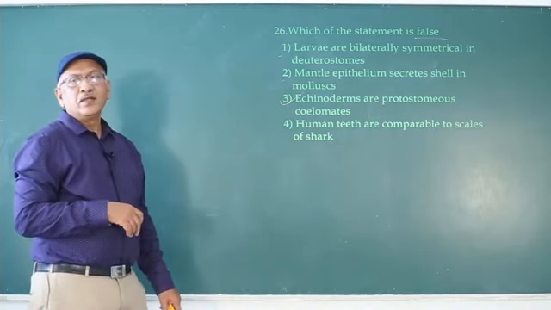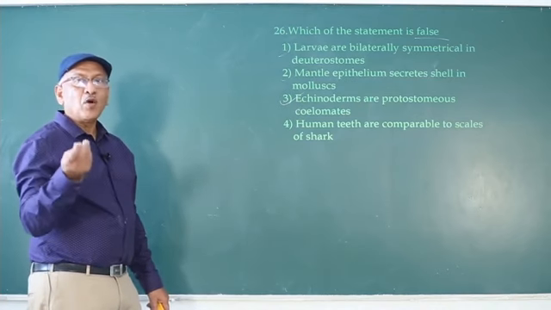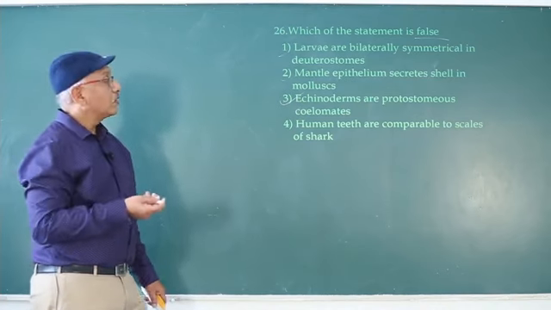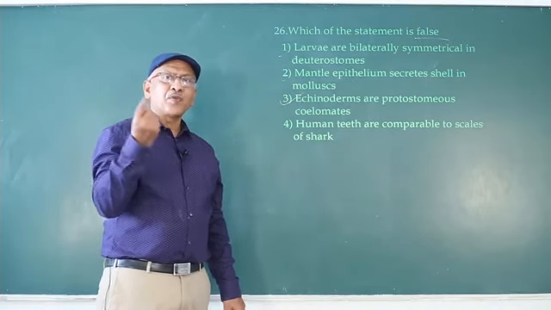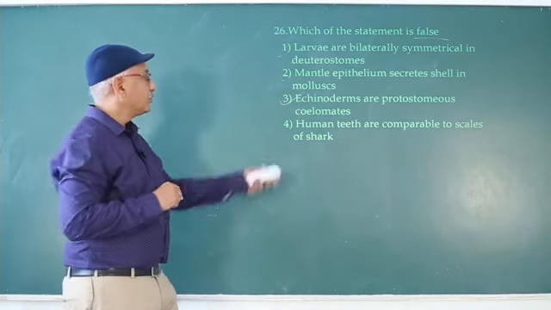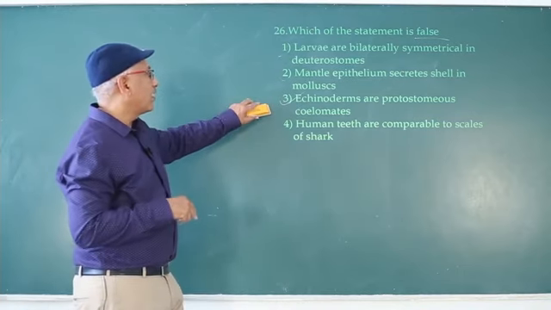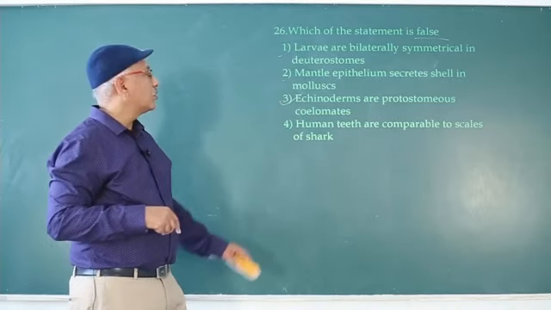Correct. Why? Scales of shark are nothing but modified placoid scales. So scales of shark, placoid scales. In fishes, placoid scales are modified into teeth. So that is correct. Wrong is echinoderms are protostomes. Echinoderms are deuterostomes.